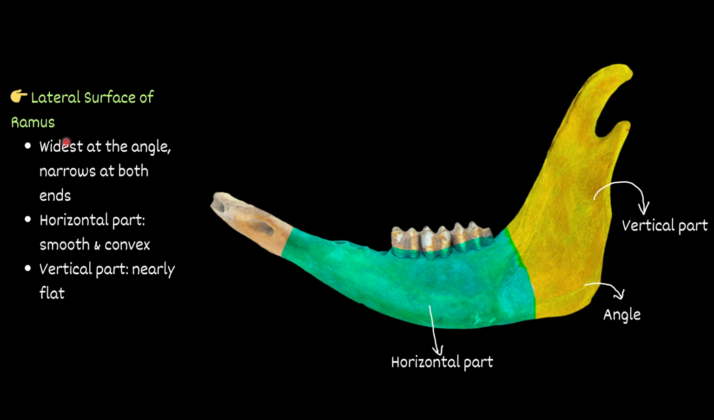Lateral surface of the ramus. So this is the whole lateral surface of the ramus. It is widest at the angle, and narrows at both ends. The horizontal part is smooth and convex, and the vertical part is nearly flat. So this is the horizontal part, smooth and convex, and the vertical part is nearly flat.